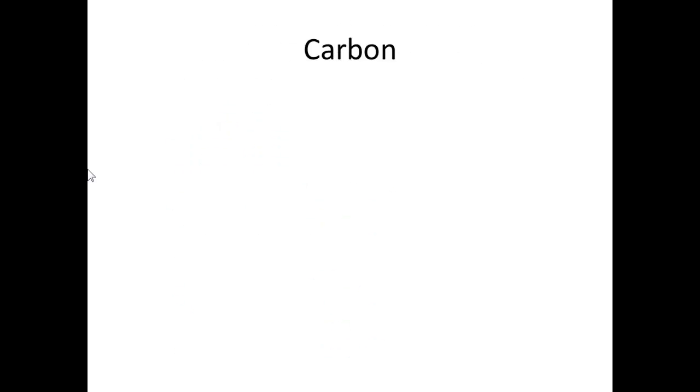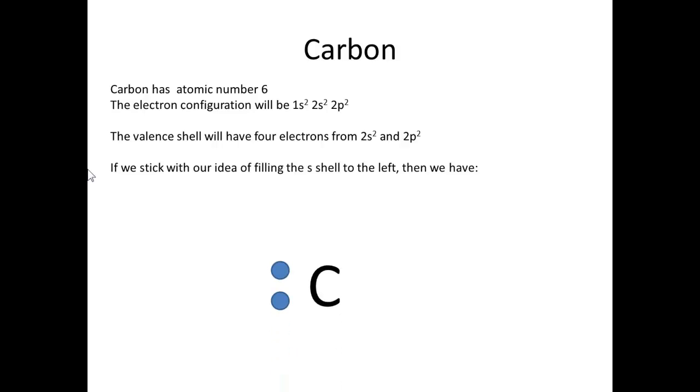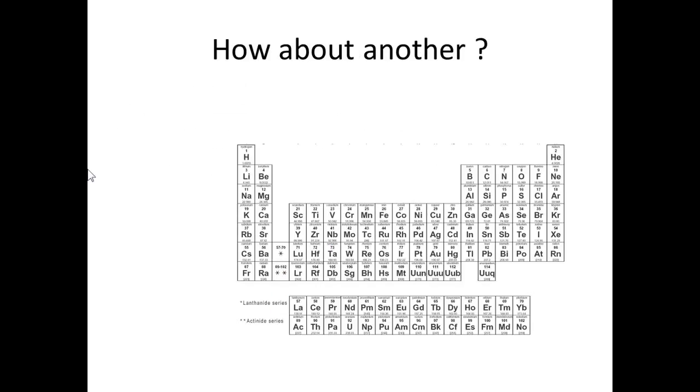So let's look at something like carbon. Atomic number 6, and the electron configuration 1s2, 2s2, 2p2. So the valency shell is going to have 4 electrons, that's the 2s2 and 2p2 orbitals. So we'll stick with our idea of filling the s shell to the left. So I start with my symbol, put in my electrons for my 2s level, and then put in 1 each for the p's. So now I've got 4 valence electrons around my symbol.